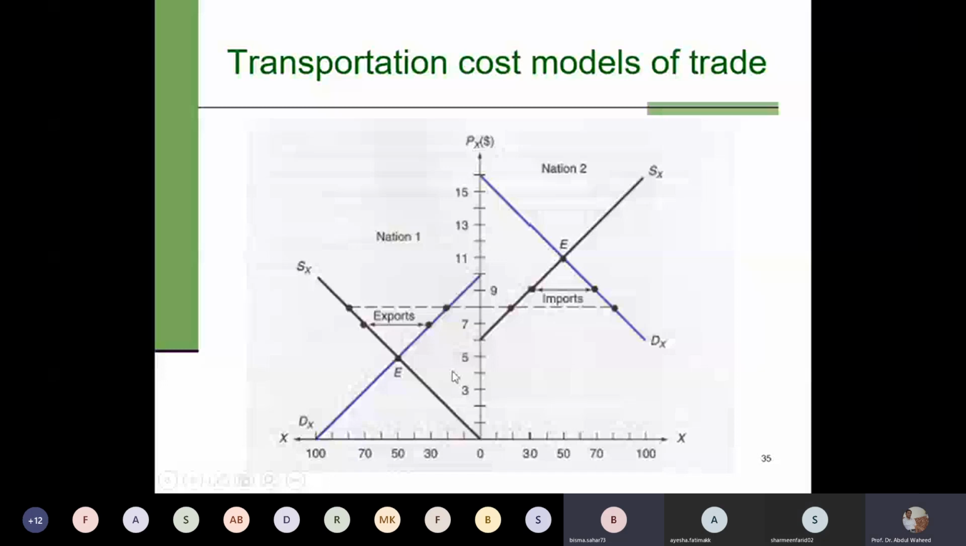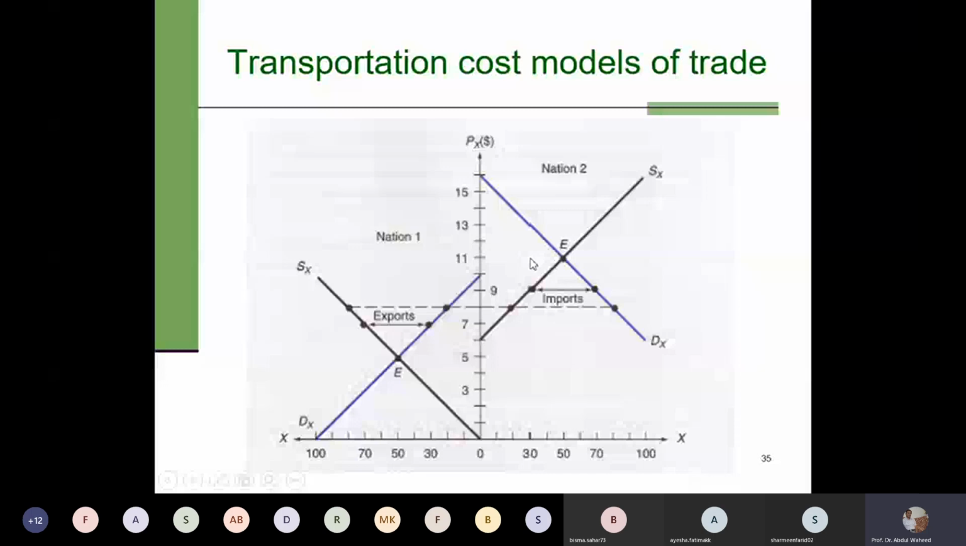So this means the price of X is $7 in nation 1, and quantity demanded is 30. Is there excess demand or excess supply? It's an excess supply. Yes, of how many units? 40. 70 minus 30 is 40. So this 40 units is the excess supply, and the excess supply would be exported to nation 2.